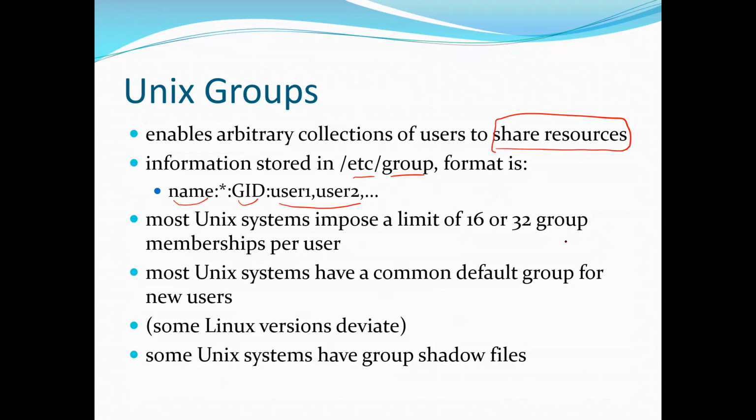Most Unix systems impose a limit of 16 or 32 group memberships per user, right? So these might be limited. Of course, this changes from version to version, or distros, I should say. Like I said, some versions deviate, and some Unix systems can also have shadow files for the groups. So that's also a possibility.